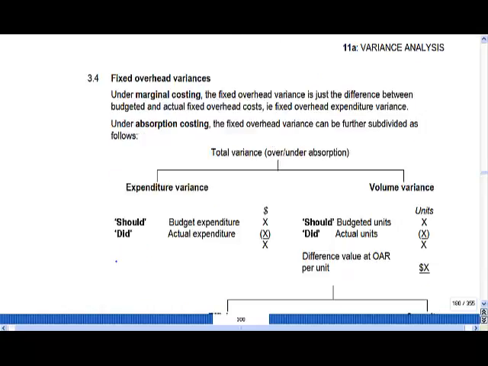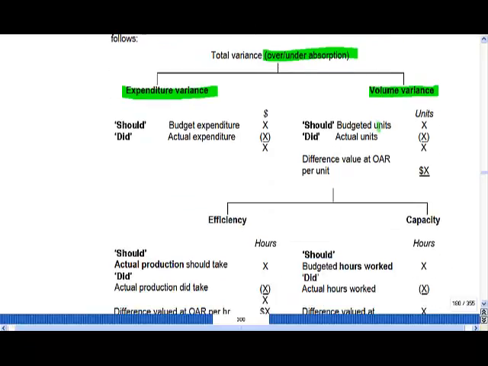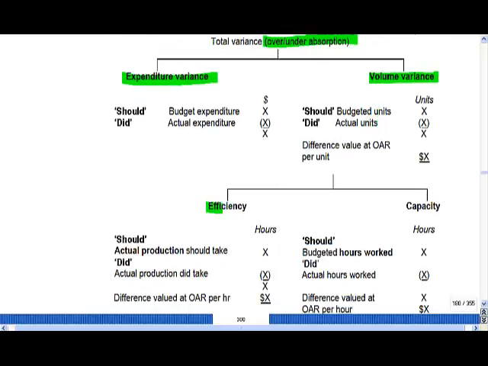Remaining variances then over the page, you've got your fixed overhead variances. Now under marginal costing, we only calculate one, and that is just the expenditure variance. With absorption costing, however, we have more than that. We have the expenditure and the volume, and they give us our over or under absorption. And the volume we can break down into efficiency and capacity.